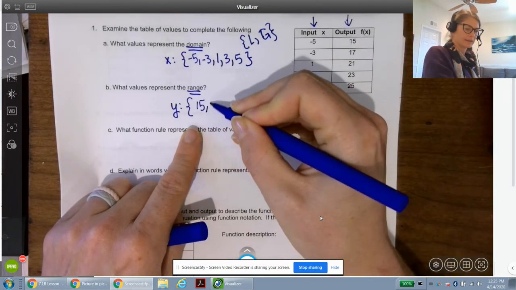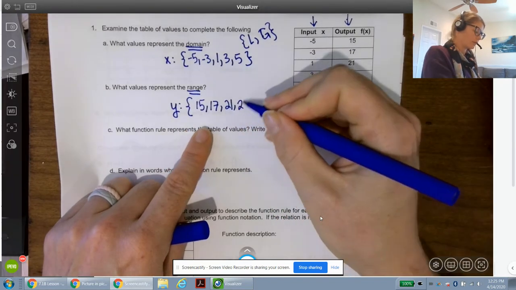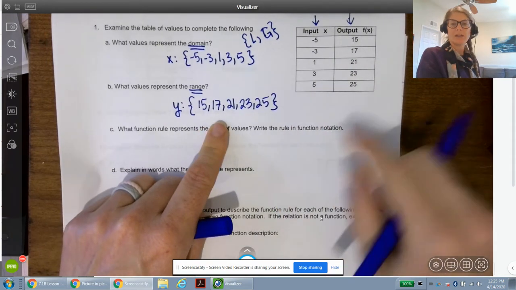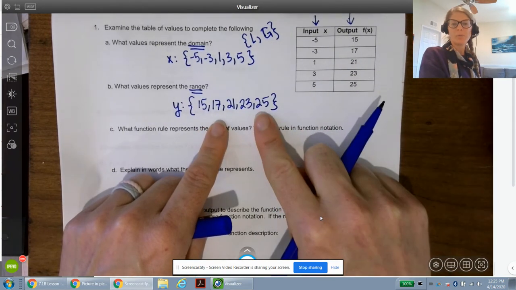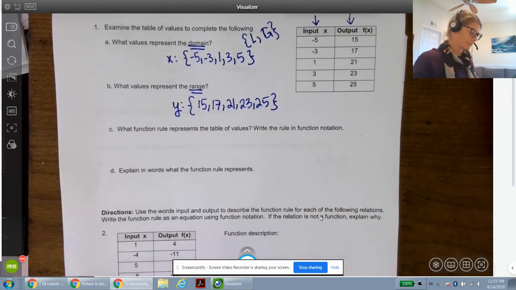15, 17, 21, 23, and 25. And again, using set notation, if we had a number repeating, we wouldn't list it twice in set notation. We just list it one time.